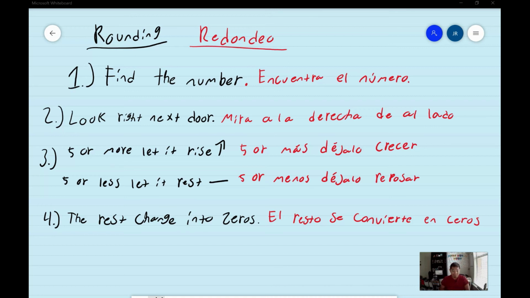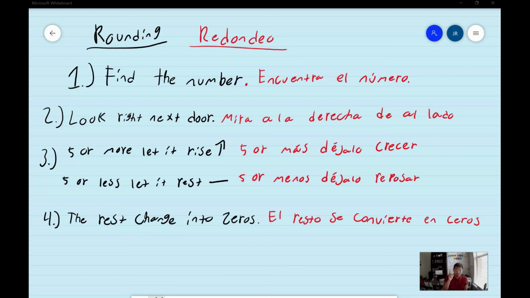Ticket, okay? Let's get started. All right, here we have the 4 steps, okay? 4 steps, 4 pasos para redondar. The first step is to find the number, okay? El primer paso es encontrar el número. El segundo paso, second step, is to look right next door, okay? Mira a la derecha del lado.